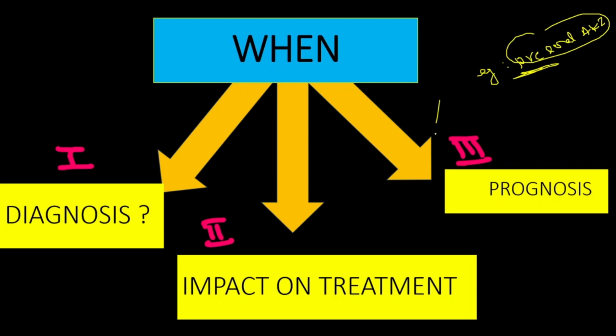For example, a 25-year-old male with unexplained renal dysfunction, kidney size is normal, all other non-invasive markers are negative. You want to know the basic disease, then there might be a role of biopsy.